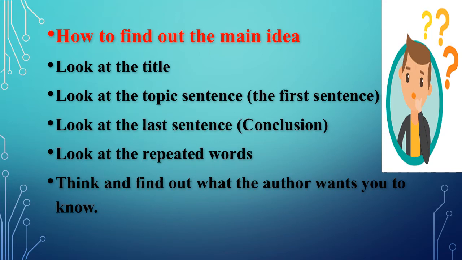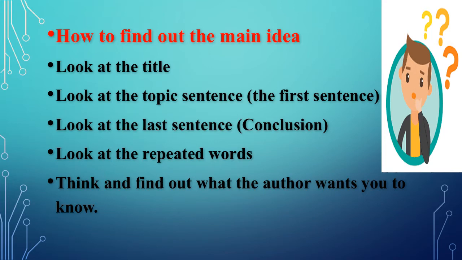How to find out the main idea? It's very easy. Look at the title. Look at the topic sentence or the first sentence. Look at the last sentence that tells you about the conclusion. Look at the repeated words. Or think and find out what the author wants you to know.